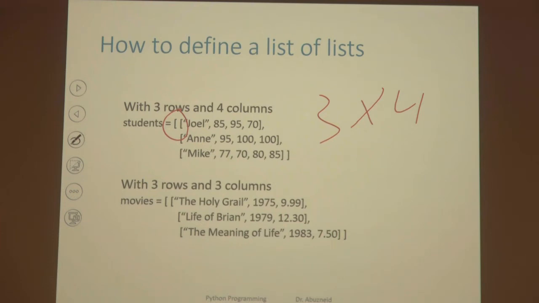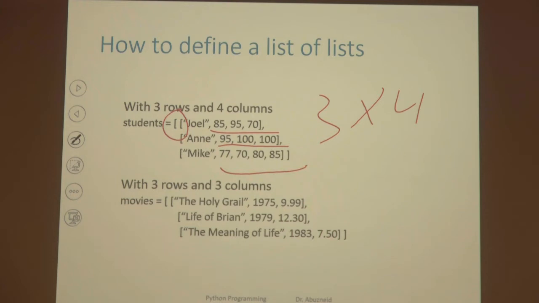So it's like, for example, the first student and the grades, 85, 95, 70. Let's say first, second, final. And 95, 100, 100, Mike, 70, 70, 77, 70, 80, you know, grades, right? And what you notice also here, you don't have to have equal size. So this has how many grades? Four, and this?